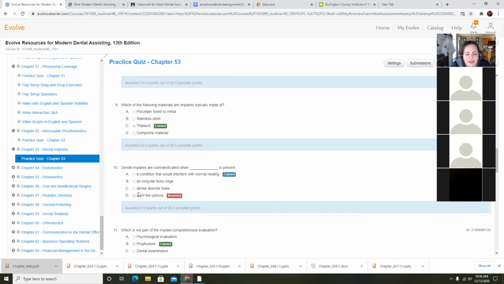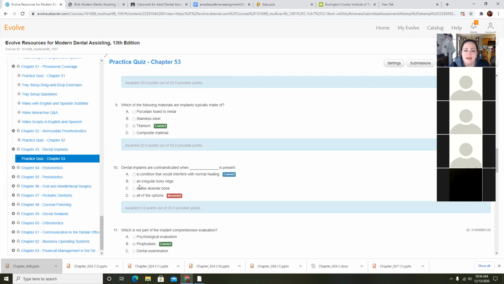So if the patient has dense alveolar bone, what does that mean? Dense means thick, right? If someone has thick bone, are they a good candidate for an implant? Heck yeah. The more bone, the better, right? If they have dense bone, that's going to be good. That means once you get the implant in there, it's going to integrate and hold stable.